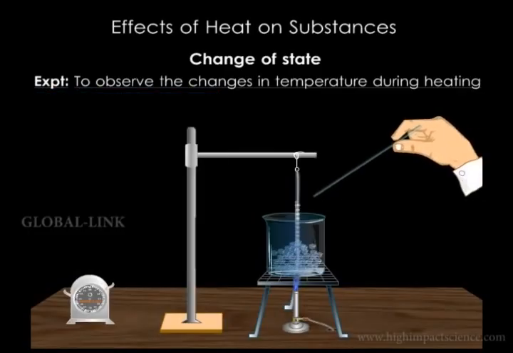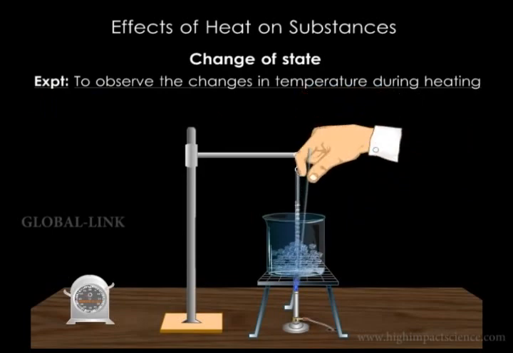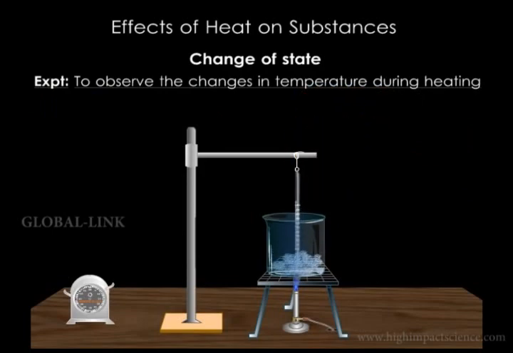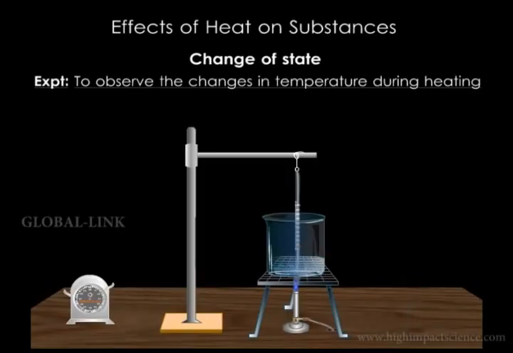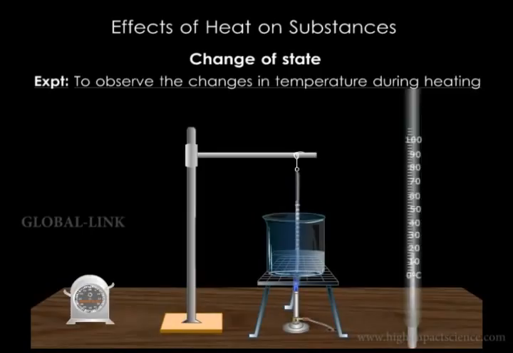Keep stirring the ice-water mixture constantly so that the temperature is uniform throughout. We observe that the thermometer reading remains constant at 0 degrees Celsius, though heat is being supplied constantly. The temperature remains constant till all the ice melts into water at 0 degrees Celsius. Continue heating the water. We observe that the temperature is increasing. Record the rising temperature till the water starts to boil.